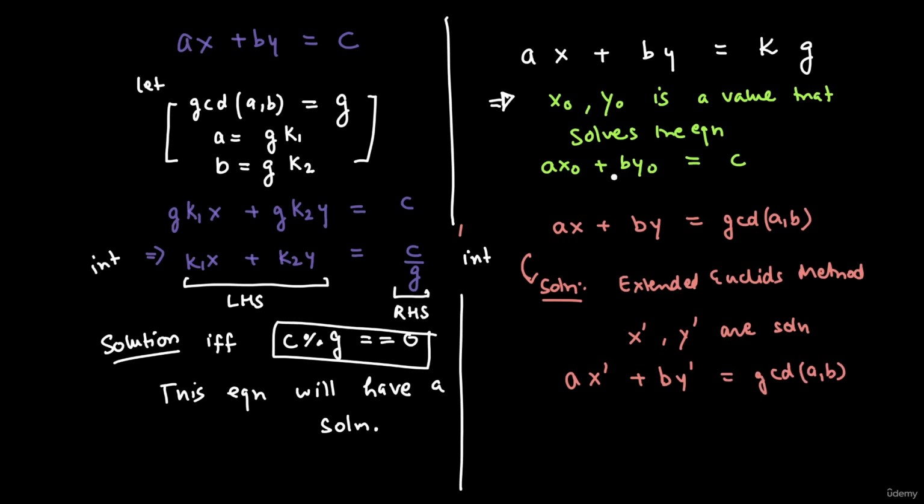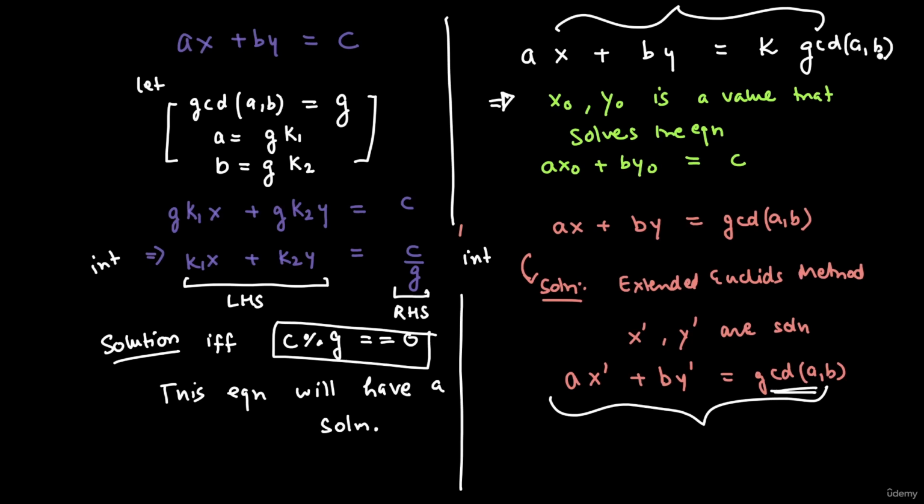So can you relate the difference between this equation and this equation? Effectively this GCD is the same. This g is nothing but the GCD of a comma b. So effectively, in this equation you have multiplied everything with k.